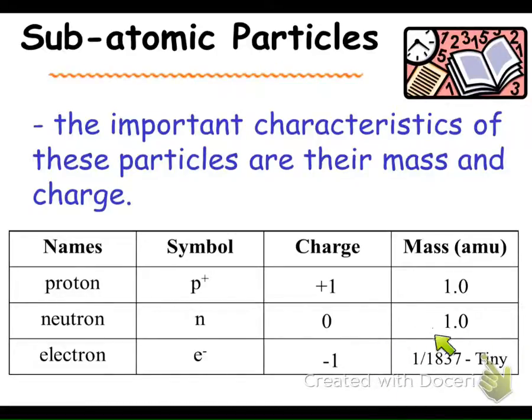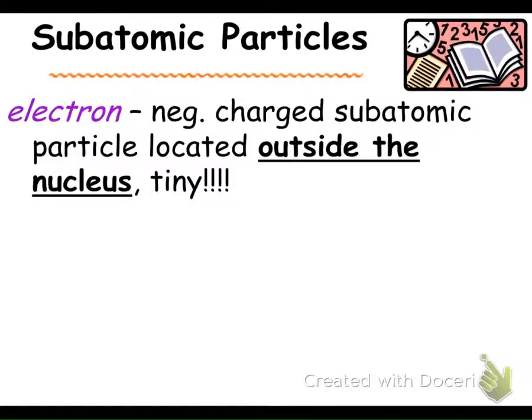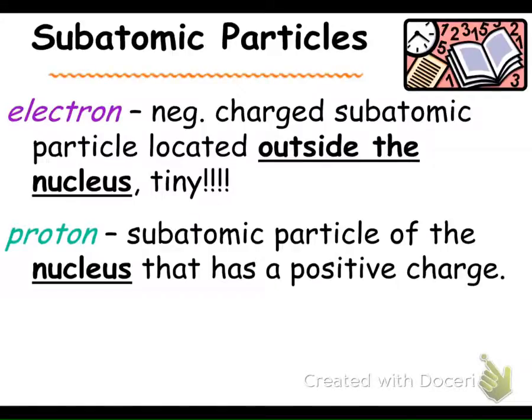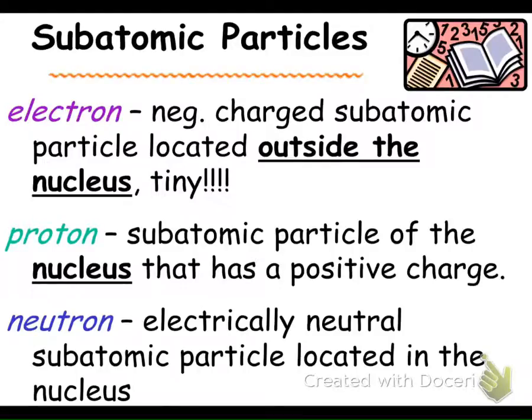A guy named Millikan was the one who found the mass of the electron, and it's very small, so it doesn't add anything really to the atomic mass. But we know that electrons are negatively charged subatomic particles located outside the nucleus and, in fact, make up most of the volume of the atom. Protons are subatomic particles of the nucleus, and they have a positive charge, and neutrons are electrically neutral subatomic particles located in the nucleus.